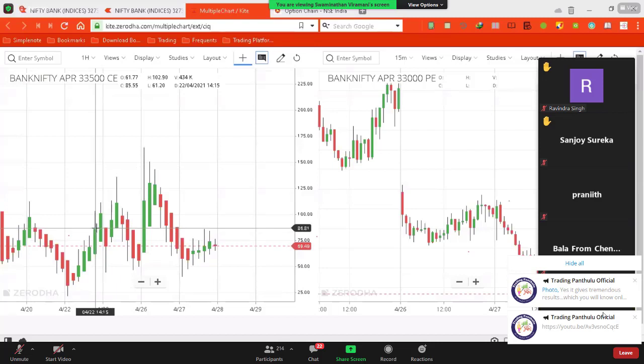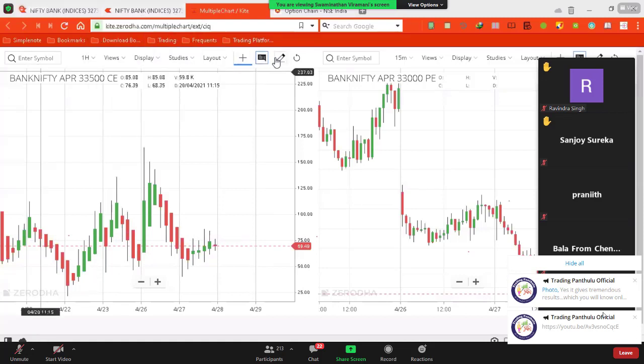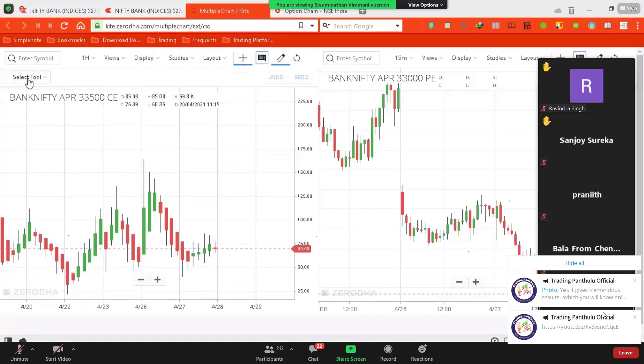Every day you trade out of the money. Yes, I do. The reason is I don't like to buy options at a costly rate. But you will draw your support and resistance lines on the option chart or the underlying? On the option chart, because that is what is going to help me to exit my trade. Underlying has no meaning for me.